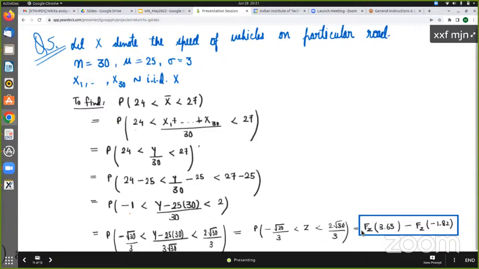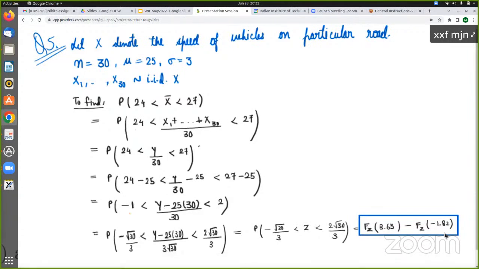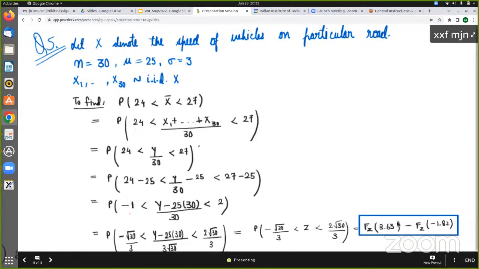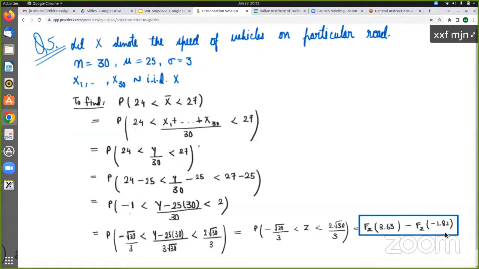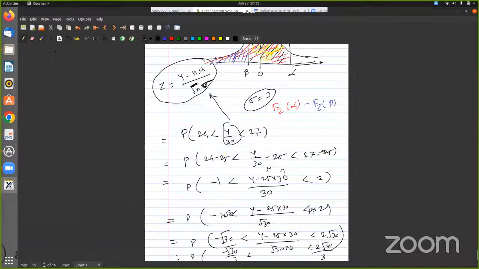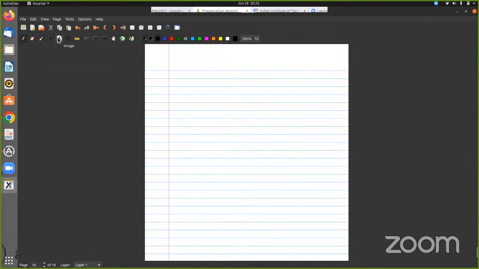So I told you, right? This is nothing but Fz of alpha. So let's say this is beta and this is alpha. This becomes Fz of alpha minus Fz of beta, right? Have you understood this thing, the last one? Yes, sir. Understood how it came 3.65, sir? Okay, I'll show that also.